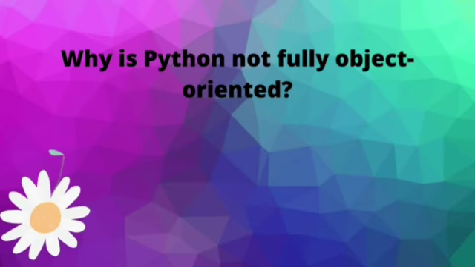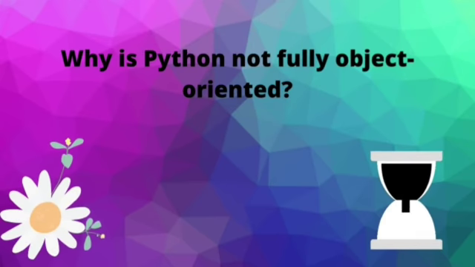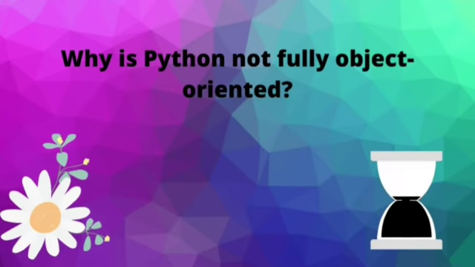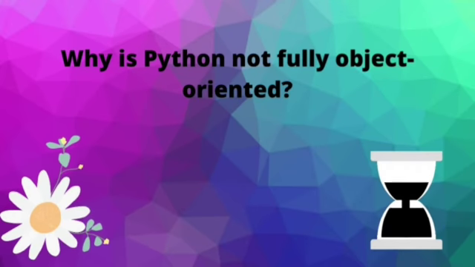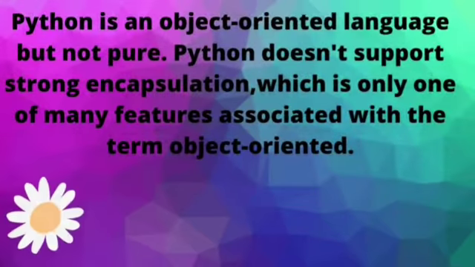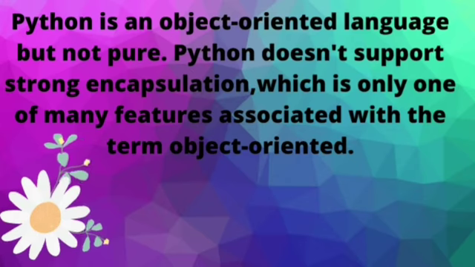And the first question is, why is Python not fully object oriented? And the answer is Python is an object oriented language but not pure. Python doesn't support strong encapsulation, which is only one of many features associated with the term object oriented.